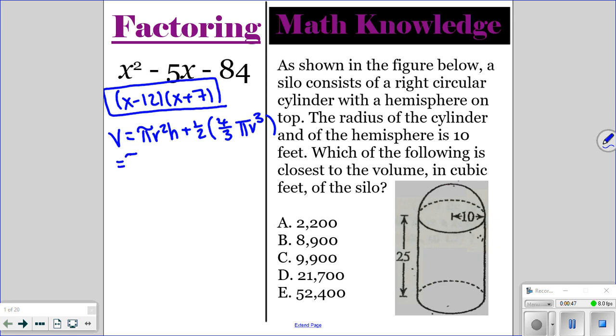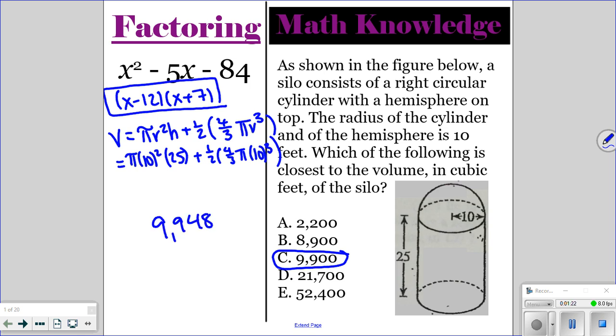So our radius is 10, and our height is 25. And then 1/2 times 4/3 pi times 10 cubed. And so if you plug that into your calculator, you should get about 9,900, sorry. You should get 9,948. And it says which one is the closest. So that's the answer you would pick.